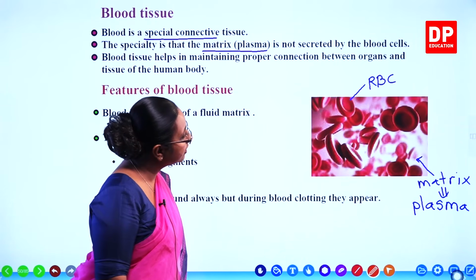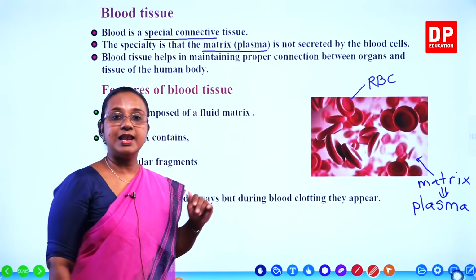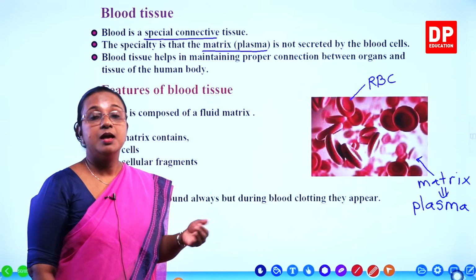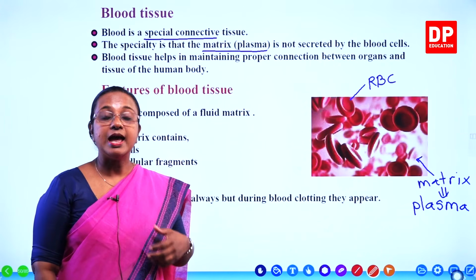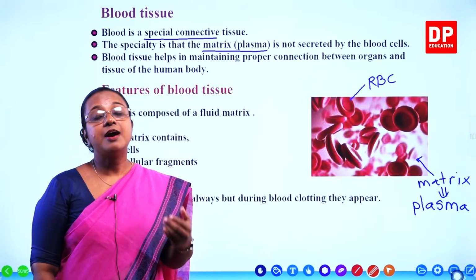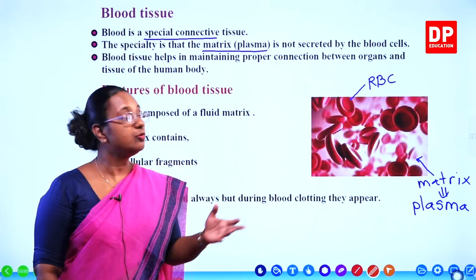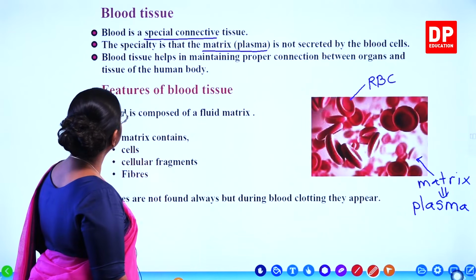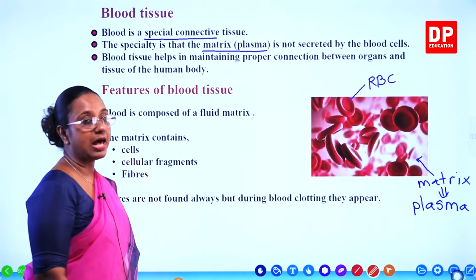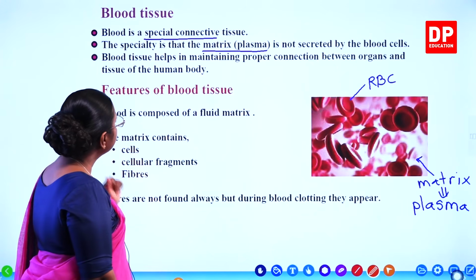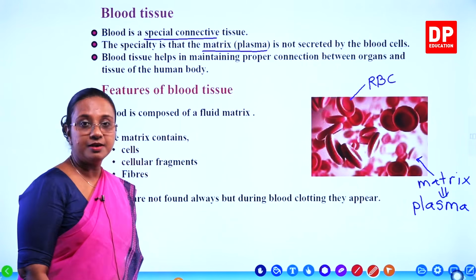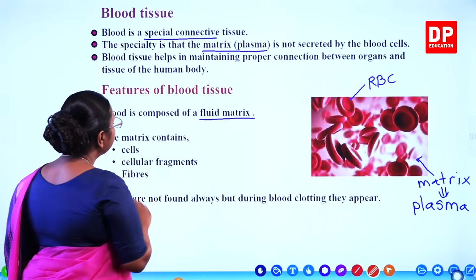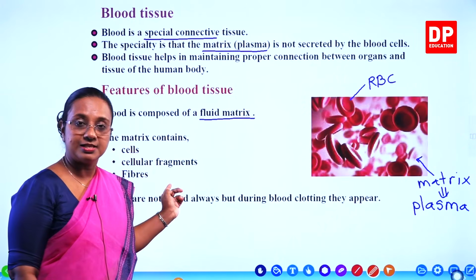And there are other types of cells as well as fibers. Fibers are not there all the time, but when there is a wound and the wound is healing, there will be fibers produced in the matrix of blood. Let us look at the features of blood tissue. Blood is composed of a fluid matrix that we have already discussed. And the matrix contains cells.